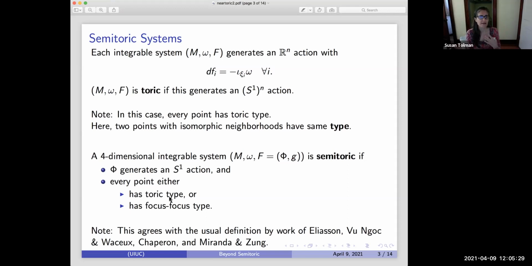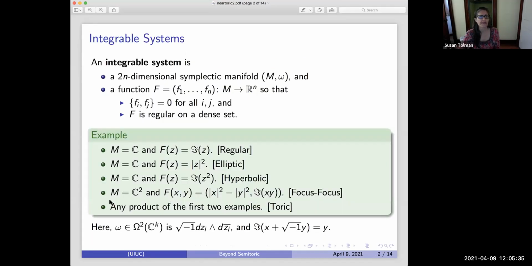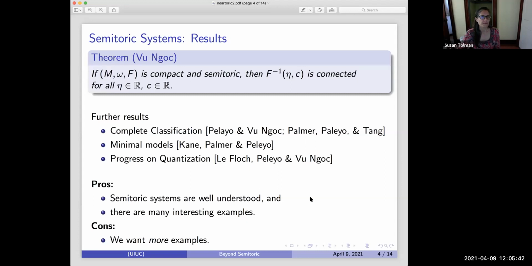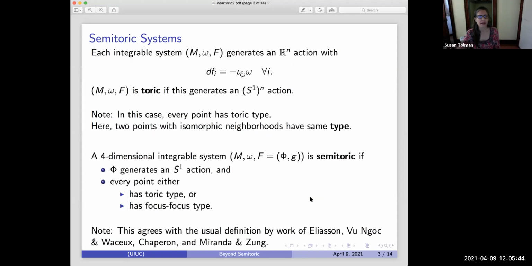So it's either local neighborhood is isomorphic to the product of the first two models, or you have a neighborhood which is isomorphic to the focus-focus, which is the fourth example. Oops, sorry. Okay, so if you're familiar with semitoric, this is not exactly the usual definition given. However, this agrees with the usual definition.